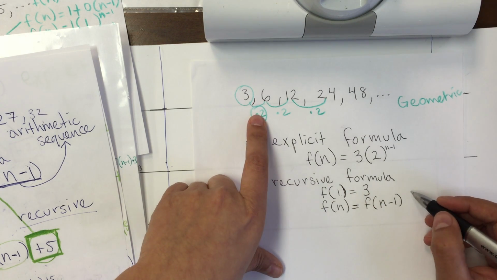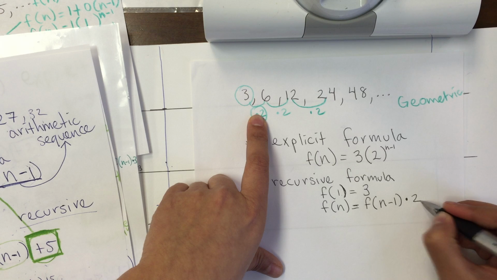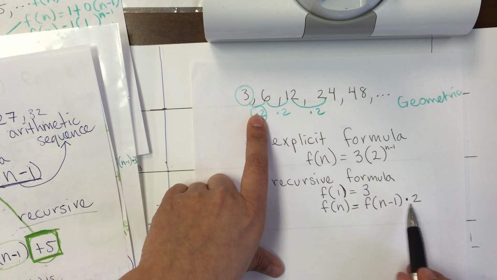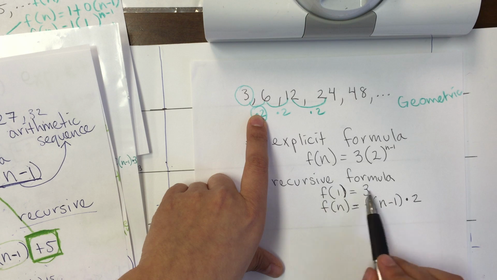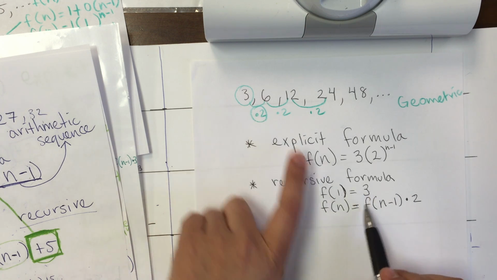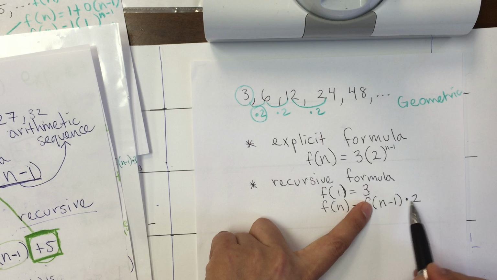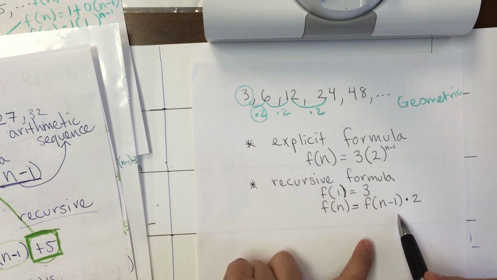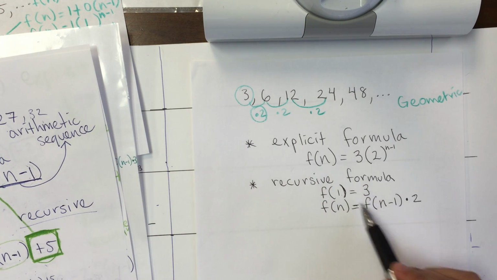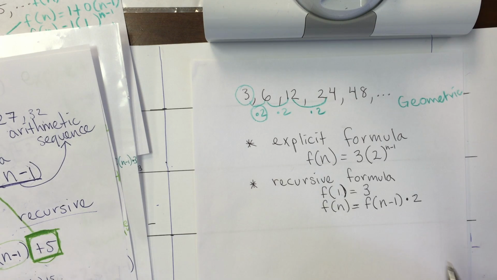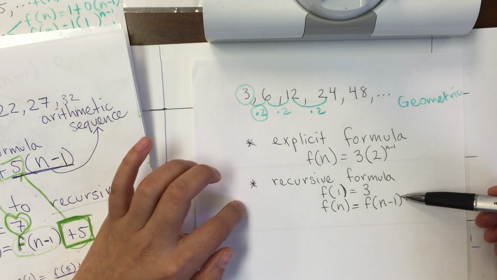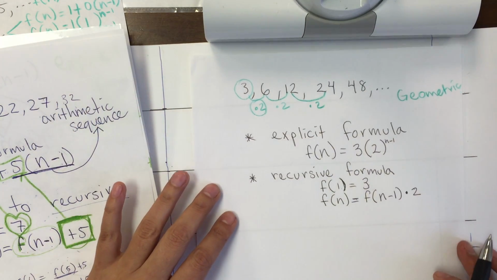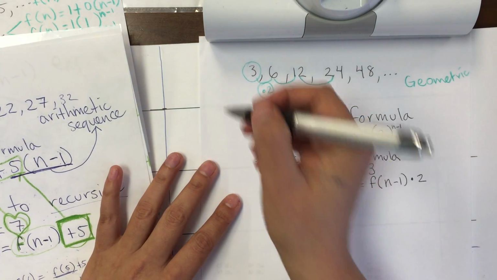And what am I doing to it? I'm multiplying times 2, okay? So that's how my recursive formula would look. You have f of 1, which is my initial point, and then something that brings me back to that one. And then it would always bring me to the previous one. So that's how you write the explicit formula and the recursive formula from a list. Let's do another example.